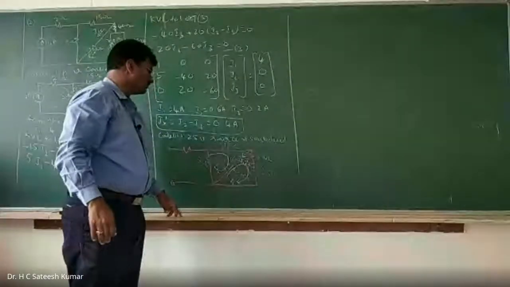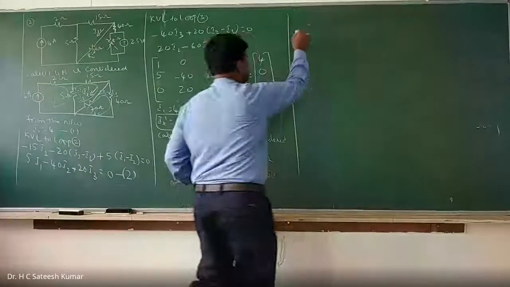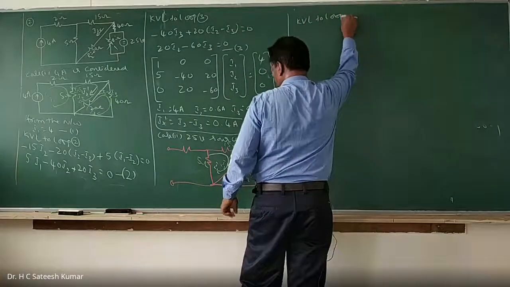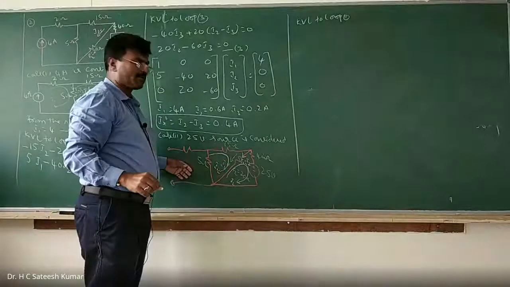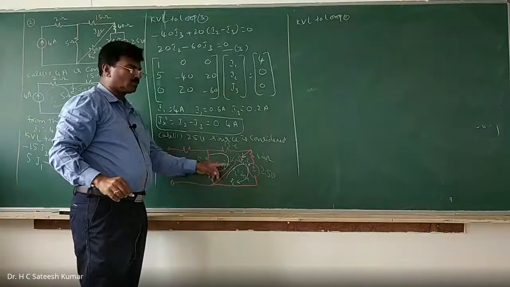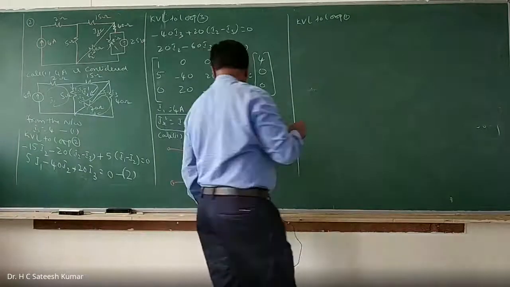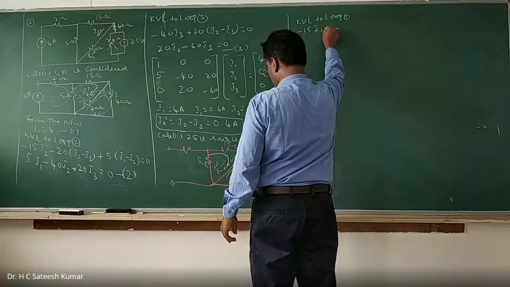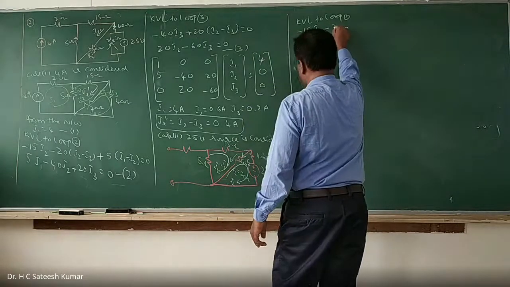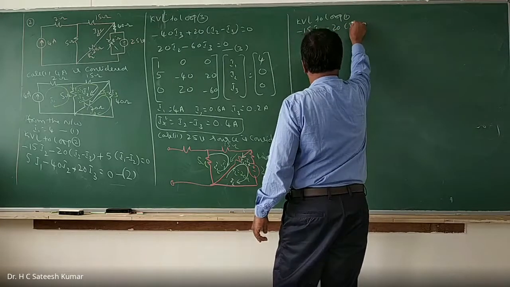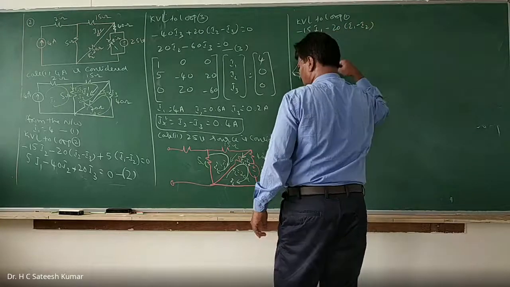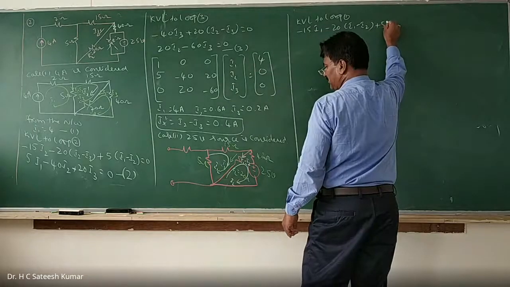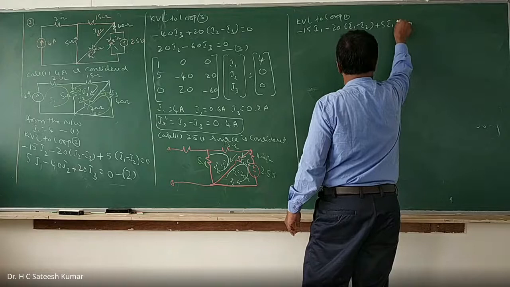Start from this point. Apply KVL to loop 1. Since it is open circuit, no current flows, no need to have it. There is no loop at all here. That's why I start with only these two. Okay, KVL to loop 1. Start from this point. Minus 15 into I1, minus 20 into I1 minus I2, plus 5 into I1 is equal to 0.